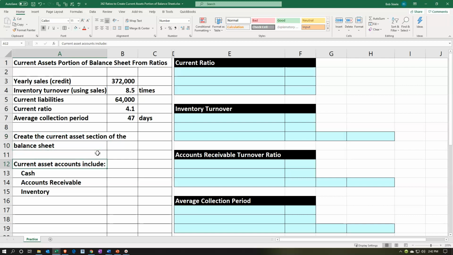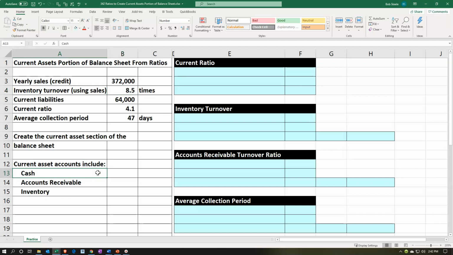The current assets section includes cash, accounts receivable, and inventory. So what we want to do then is start to take these numbers and see if we can back into some of these accounts that we need, which are going to be the cash, accounts receivable, and inventory.